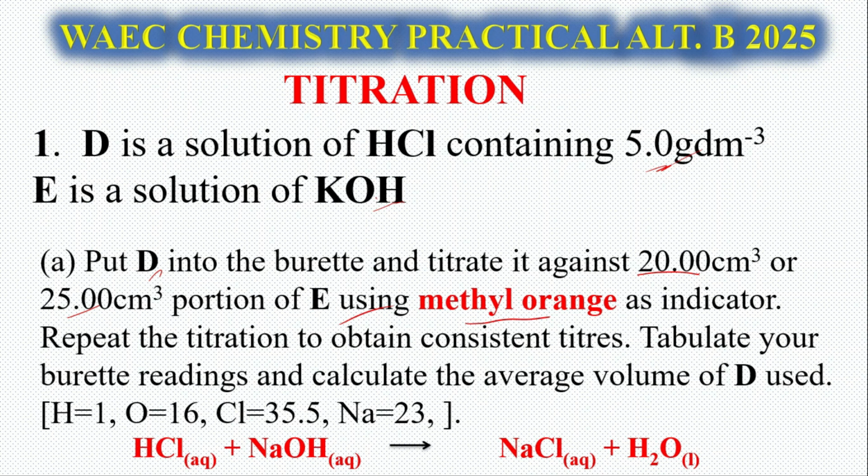Repeat the titration to obtain a constant titre, tabulate your burette readings, and calculate the average volume of the acid. The acid there is D. Remember, I told you. And you have been given some parameters: hydrogen is equal to 1, oxygen 16, chlorine 35.5, and sodium 23. As the case may be, you might need them and you might not need them, but that's the given value in this particular question.